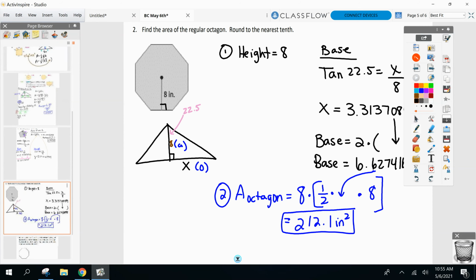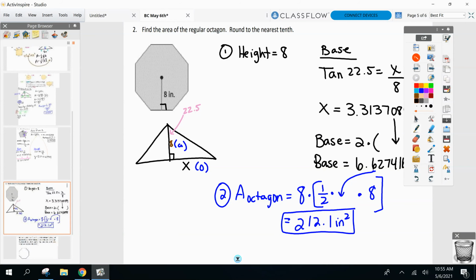All right, I use tangent to find the base. I use tangent 22 and a half, because it came out to be 45-degree angle, and then I cut it in half, so 22.5 in the tangent. Opposite side was X, adjacent was your height of 8. I got about 3 and change, doubled it. So your base was 6.6. And then I plugged that into 1/2 base times height with the 8 and made sure I multiplied my final answer by 8 to get 212.1 square inches.